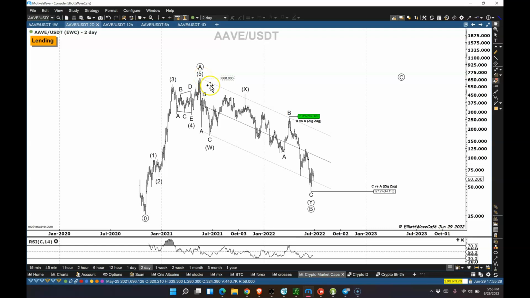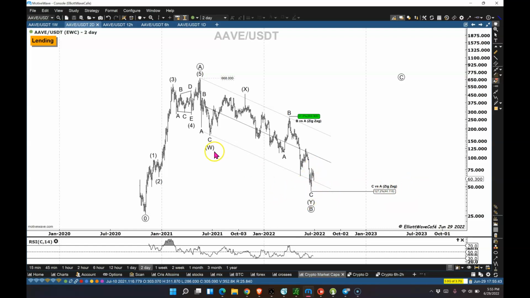This corrected more than 90%, the drop was about 93%. So we came as low as close to $44 to $45 in AAVE, and we're staging a little bit of an impulse.